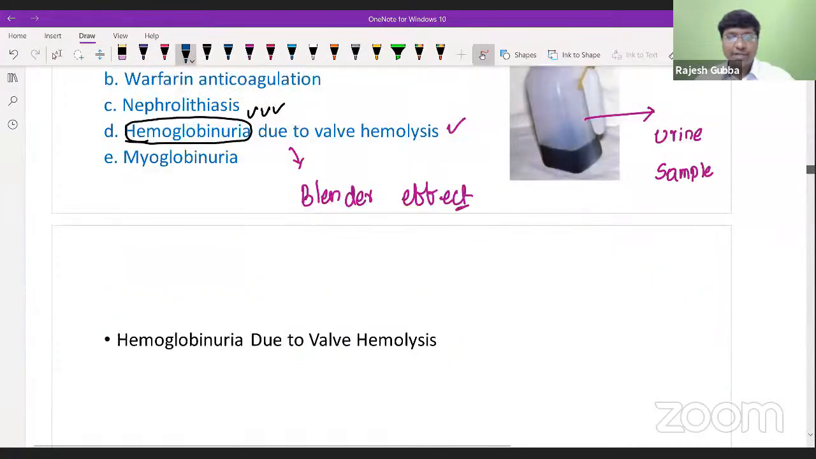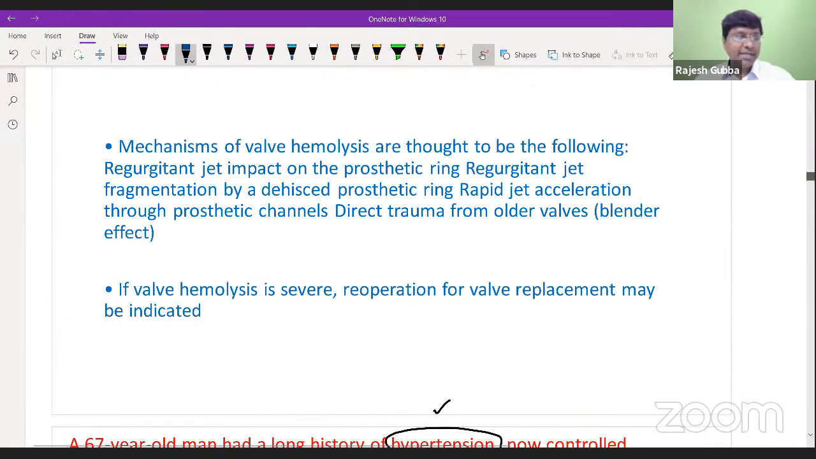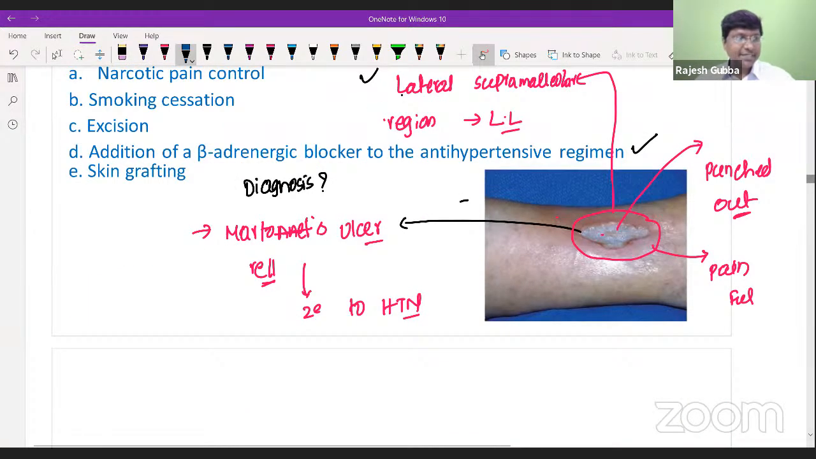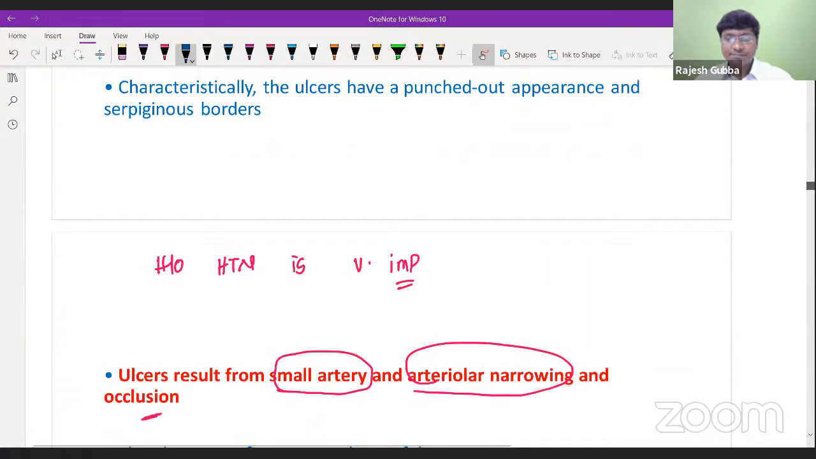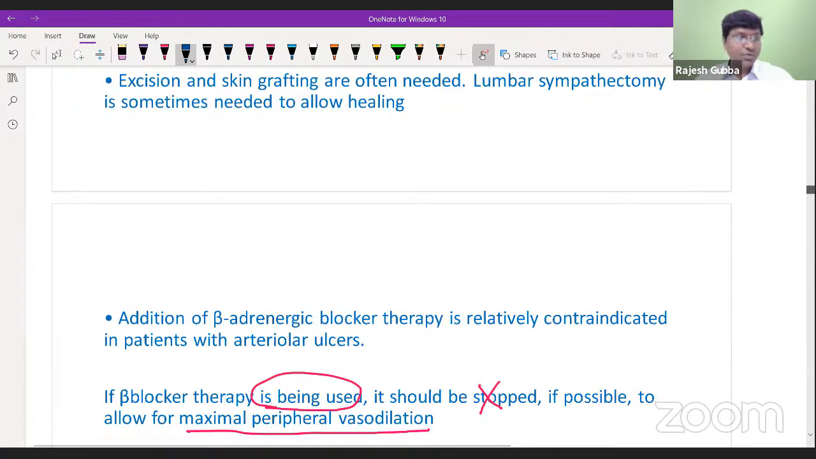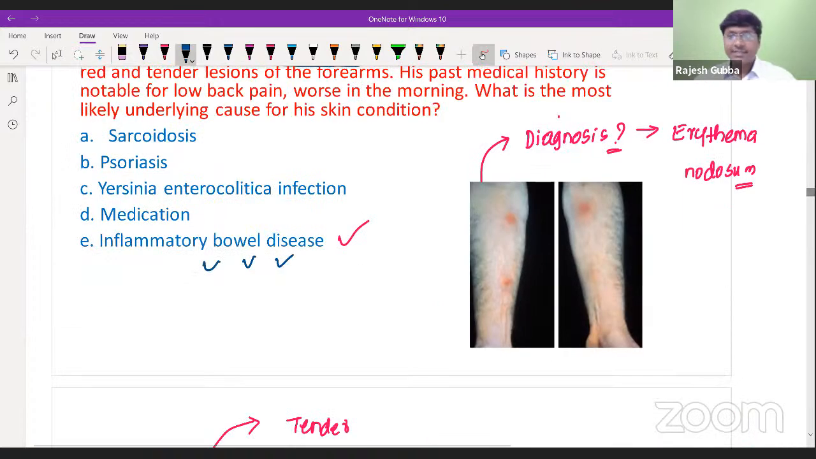And the next image what I have shown you is Martorell ulcer secondary to hypertension. Then the next image what I have shown you is Erythema nodosum, right? This is your Erythema nodosum. Okay, right. Now this finishes clinical plus image based mixed.